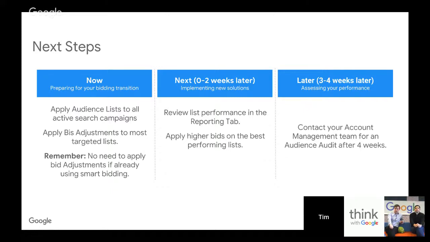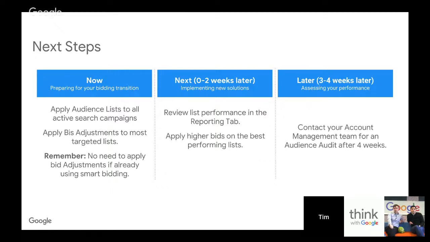Next, leave that for about 2 weeks. What you can do then is review the list performance in the reporting tab inside the new AdWords interface. You can create a custom dashboard of audience performance, and you can see which lists are performing the best, which are getting more conversions and less CPA. And off the back of that, if you're using manual bidding, you can apply higher bids to the best performing lists.